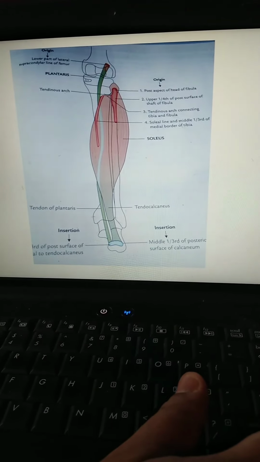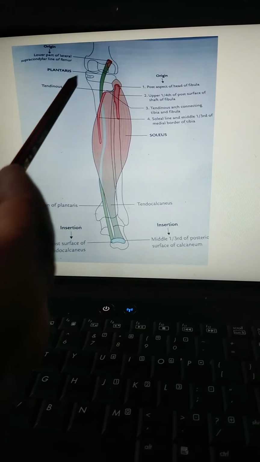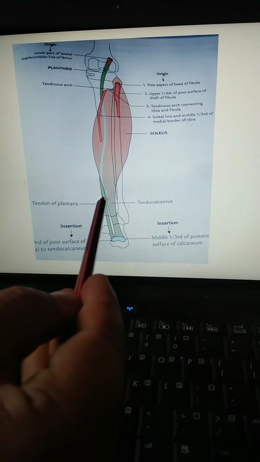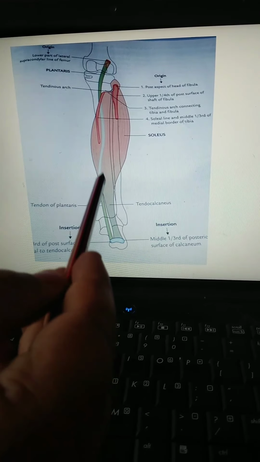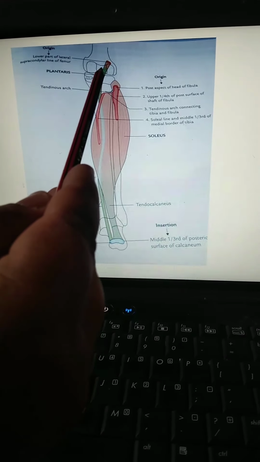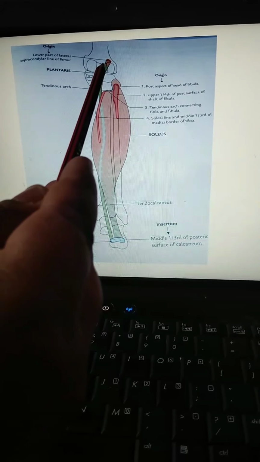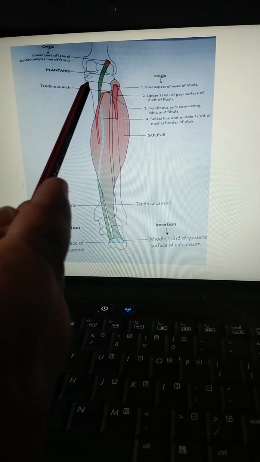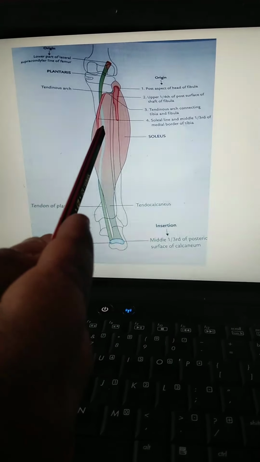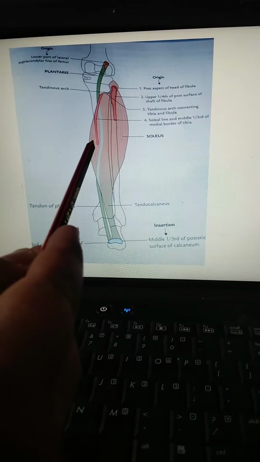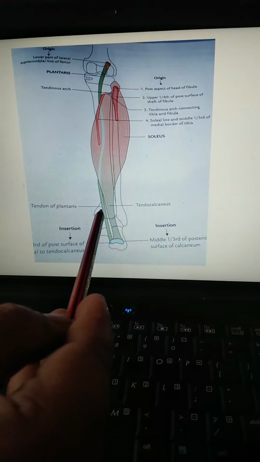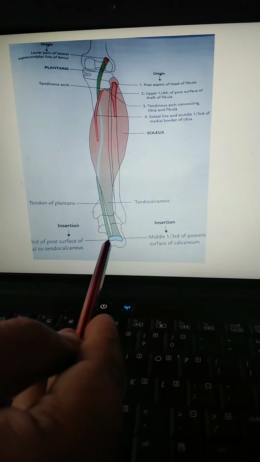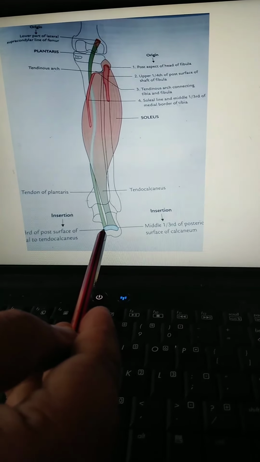Now, plantaris, it is a small muscle with a short belly and long slender tendon. It arises from the lower 1/3 of the lateral supracondylar line and adjoining part of the oblique popliteal ligament. Its tendon blends with the medial margin of the tendo-Achilles and is inserted into the middle 1/3 of posterior surface of the calcaneum, medial to the attachment of tendocalcaneus.